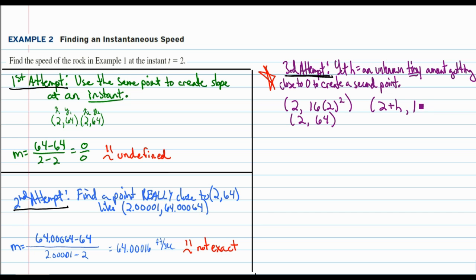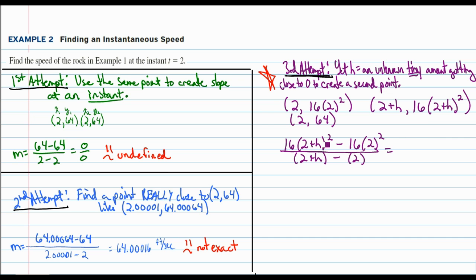The y value there would be 16 times (2 plus h) squared, which I don't know how much that is. So I'm going to find the average rate of change between these two points. My y2 is 16 times (2 plus h) squared, and then minus my y1, which is 16 times 2 squared, which I know is 64, but I'm going to write it out this way for now. Then my x2 is 2 plus h, and my x1 is 2.